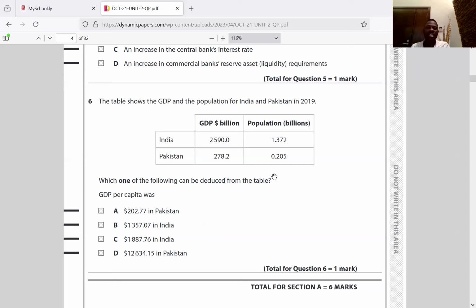How do we get that? GDP divided by total population: 2,590 divided by 1.372 for India, 278.2 divided by 0.205 for Pakistan. So the answer here is India, 1887.76. And that is C for question 6.